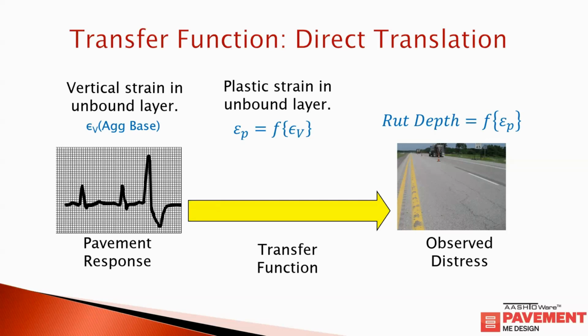And rut depth in turn is a function of the plastic strain, basically your plastic strain times the thickness of your layers. So there's no intermediate step; you're taking the pavement response and you're being able to translate that directly to the measured distress. But that's really only for rutting. It also applies to asphalt rutting as well.